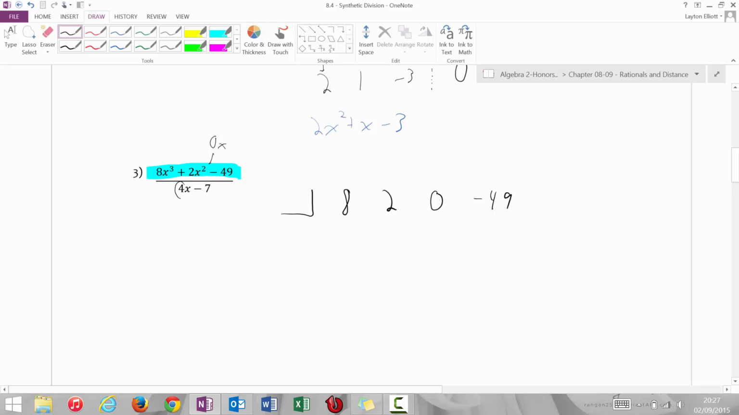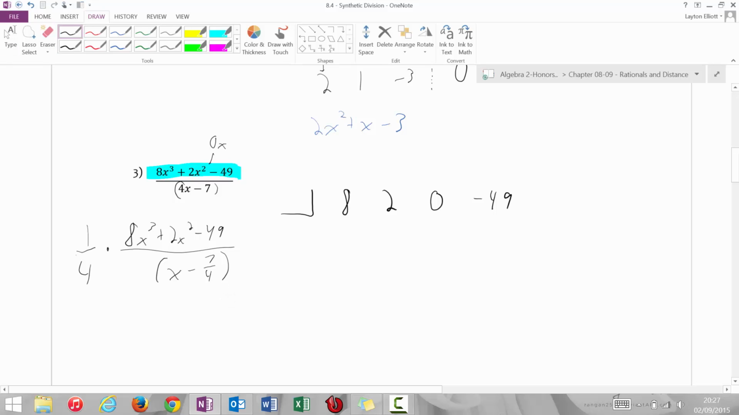And now we have another thing. I need to take this and rework it. That is not in the form x minus r. But if I rewrite the problem and I put it over 4 times x minus 7/4, now we're going to take this 4 and move it off to the side. Actually, I'm going to take the 4 and make that a 1/4 times.